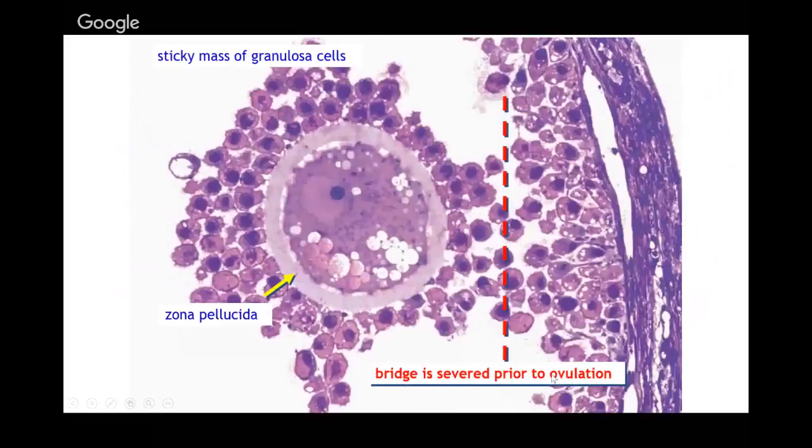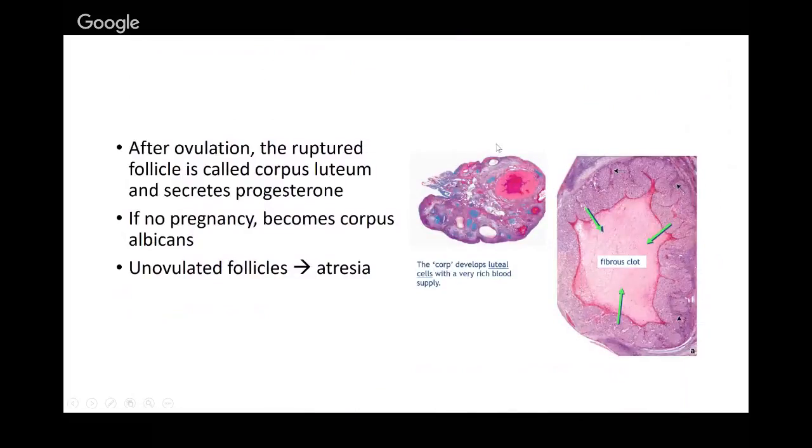Okay, so this is the oocyte. It's lined by the zona pellucida here, and outside that it's the granulosa cell. This part here is sort of a bridge, and it's going to be severed when you ovulate. Okay, so after ovulation, the ruptured follicle will become corpus luteum, and it starts to secrete progesterone. If no pregnancy occurs, then corpus luteum becomes corpus albicans, and the unovulated follicles will undergo atresia.